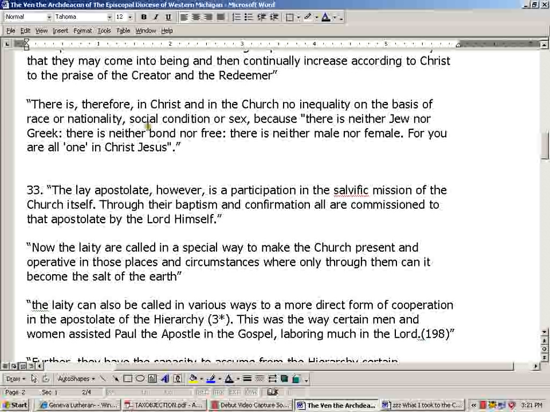The lay apostolate, however, in participation with the salvific mission of the church itself, through their baptism and confirmation, are commissioned to the apostolate by the Lord himself. You cannot keep me out. I have an office in the church. I claim the office. What I don't have are the instruments of the office.